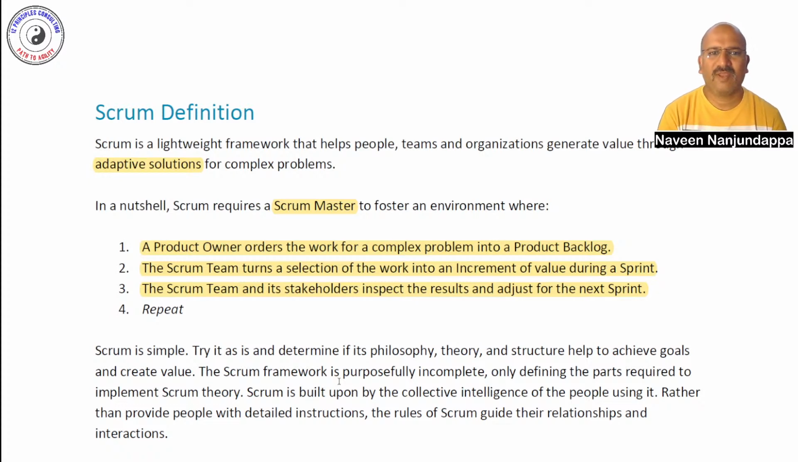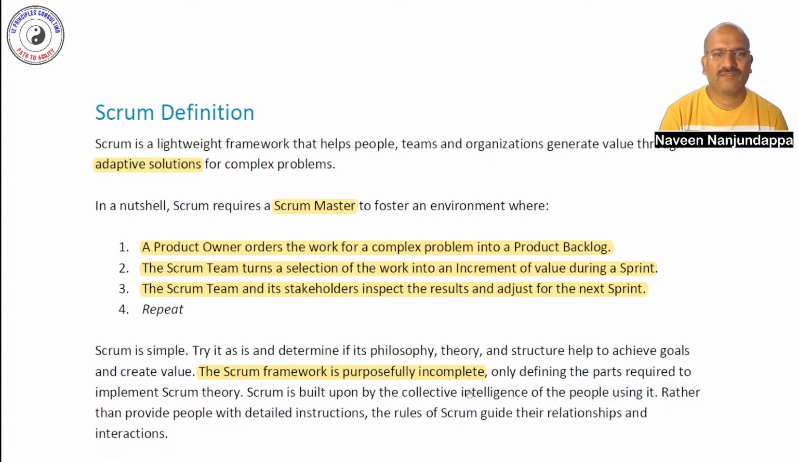So let's look at it. The Scrum framework is purposefully incomplete. What does it mean? In Scrum, you don't get answers to everything. It is purposefully incomplete. Why is it incomplete? So that you can go ahead and add on any of your tools, techniques, and strategies that make more sense to you. So the Scrum framework only gives you the basics necessary for the teams to inspect and adapt, only defining the parts as required. So whatever is required is defined in the Scrum Guide.